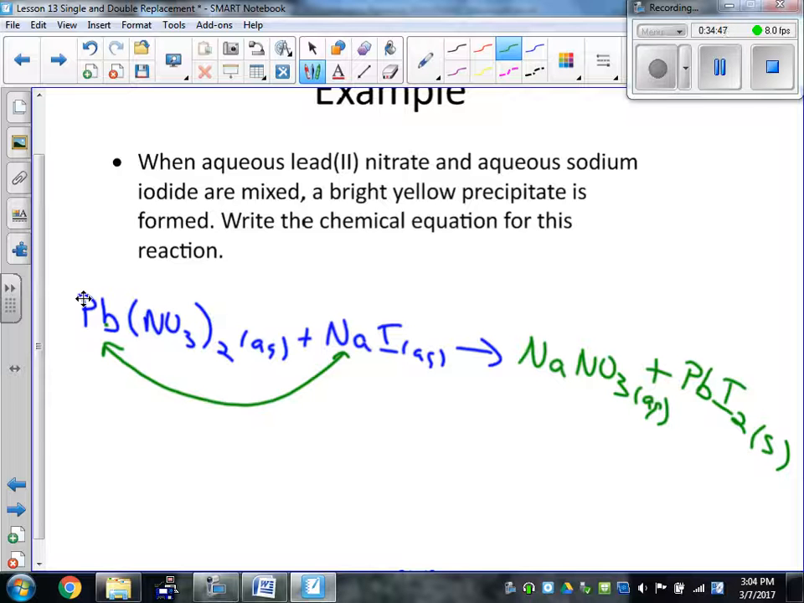Okay? We do need to balance it. So let's not forget about that. Pb, 2 NO3s. 2 NAs, 2 I's there should be good. Okay? And that would be the balancing for that. Good? Yes? Okay.